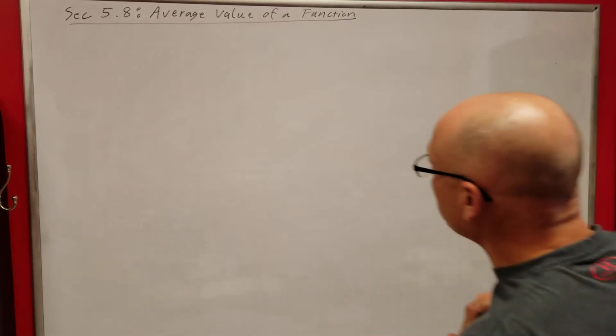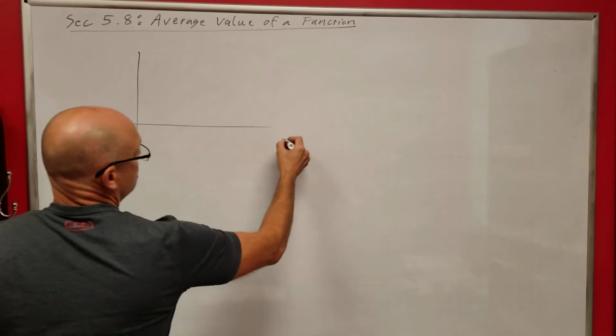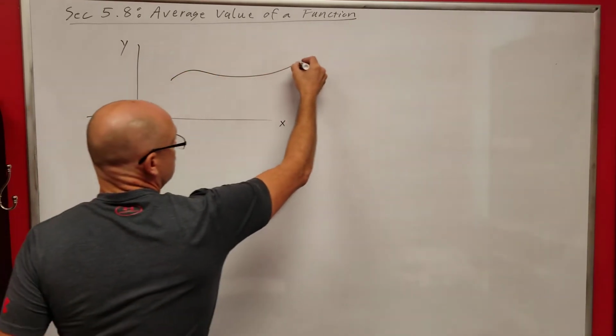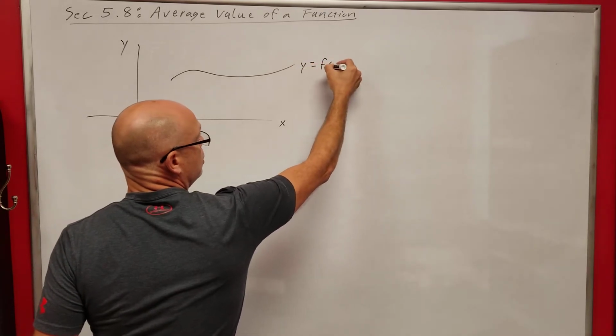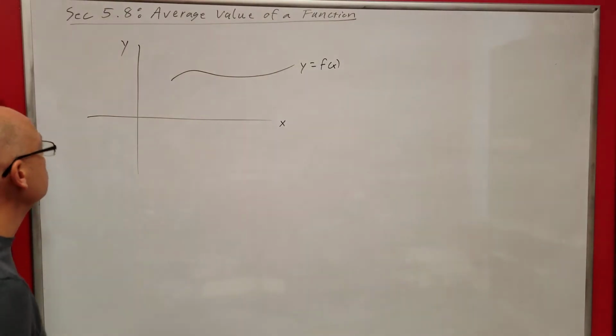Section 5.8, average value of a function. Let's suppose we have an x-axis, y-axis. We have some kind of function, y is equal to f of x, okay? Let's see how we come up with the average value formula for a function.